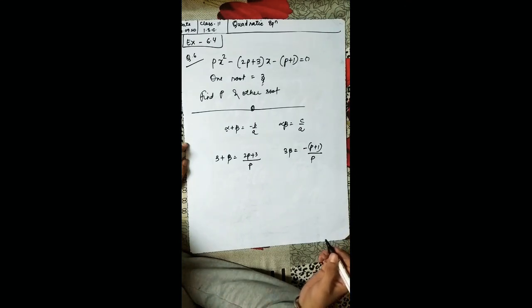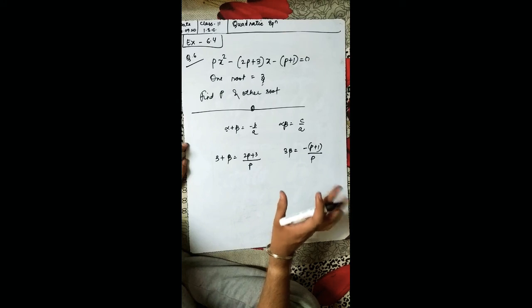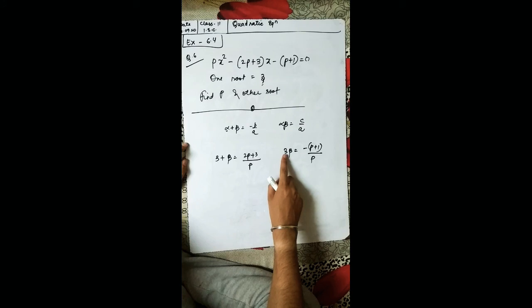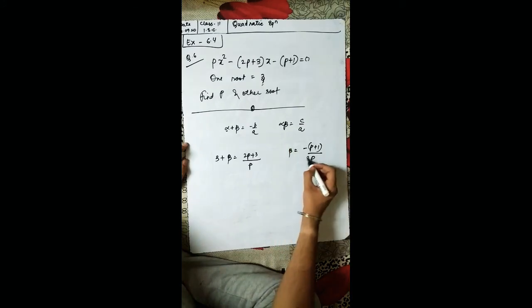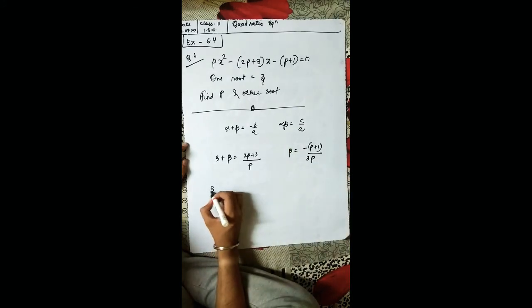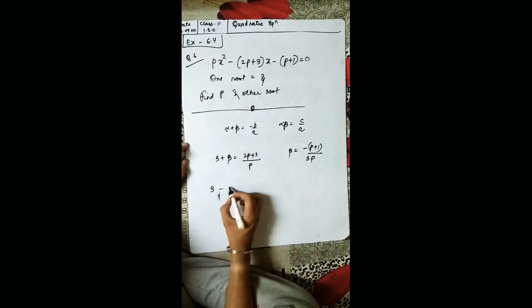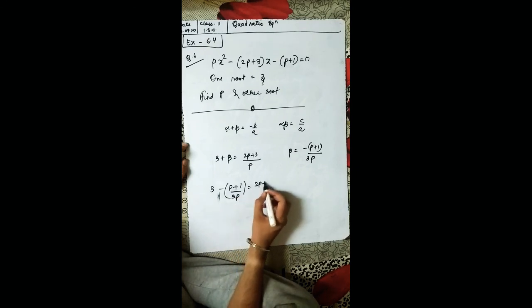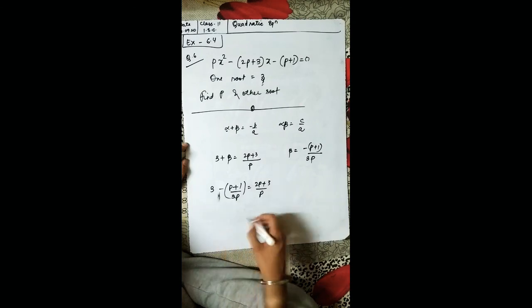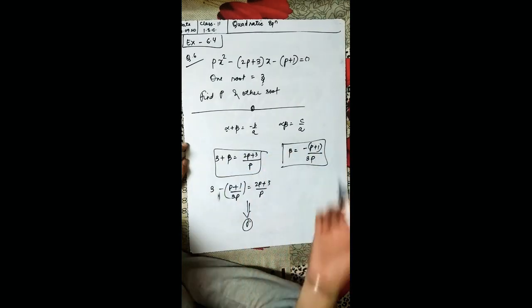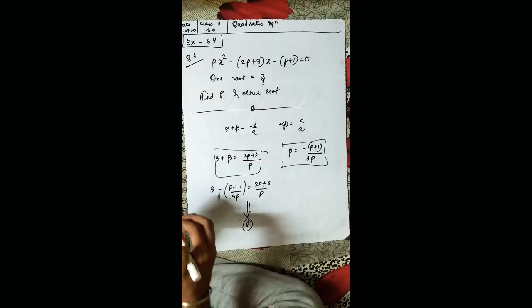Now I think you will understand how we can do this question. Take 3 in the denominator here, and in place of beta we can put this, so 3 plus minus of p plus 1 upon 3p equal to 2p plus 3 upon p. Now just solve it. From here you will get the value of p. Similarly, once you get the value of p, put it in this one or this one and you will get the value of beta. So that is how you have to do it.